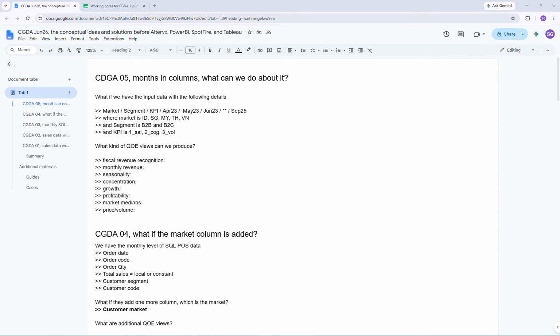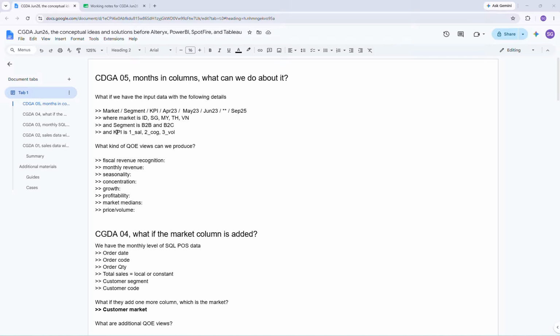So if you read the other requirements in here, you can see that the market can be broken down into Indonesia, Singapore, Malaysia, Thailand, and Vietnam. So basically, you have 5 markets, and then the segment can be broken down into 2 segments, B2C and B2B. The KPI is the most important part, and for this exercise it has the financial measures here: sales and COGS, and then volume.